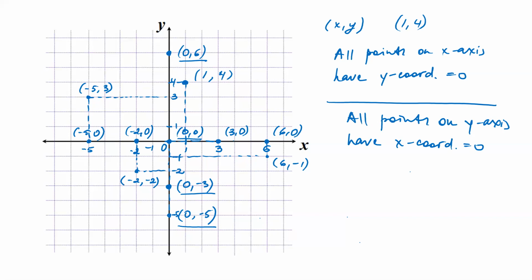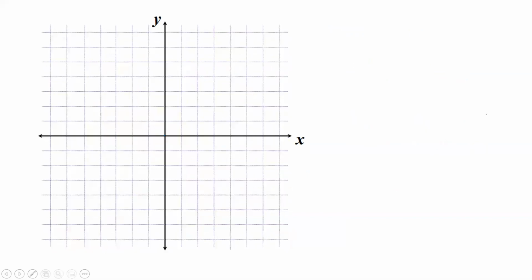Okay, so this is great. Now, the question is, what if I have an ordered pair? How can I locate the point? Well, let's do it here. So how do I locate a point given an ordered pair?